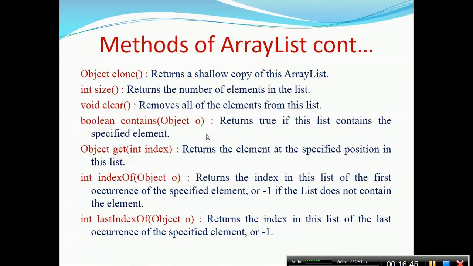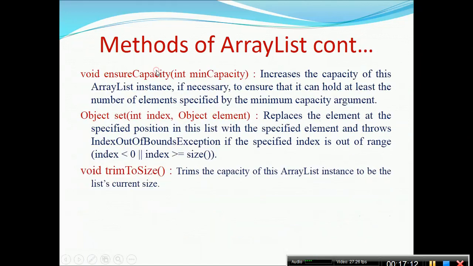Means suppose that particular object has multiple occurrences, index of will return the first occurrence. Also it will return -1 if the list does not contain that element. Last index of returns the index in the list of the last occurrence of the specified element. For example, the object 4 has multiple occurrences. Last index of will return the last index, or it will return -1 if the list does not have that element.